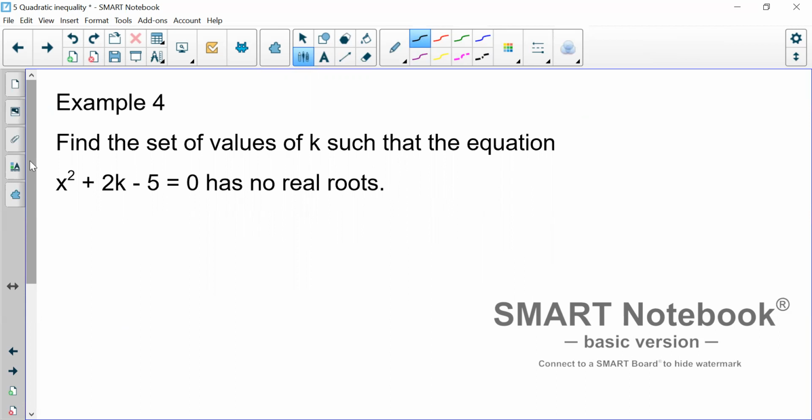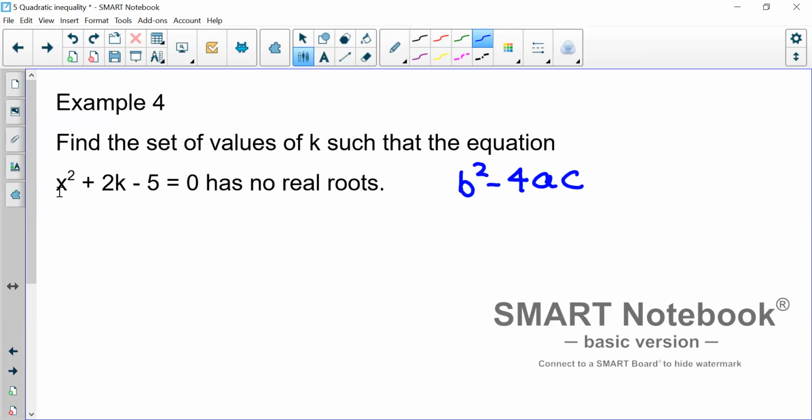Now, whenever we are trying to talk about whether an equation has 2 roots, 1 root, or no real root, it's linked with the discriminant. Okay? And what is the discriminant? The discriminant is b squared minus 4ac.